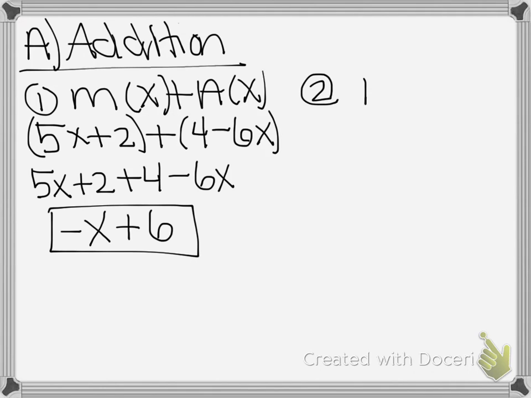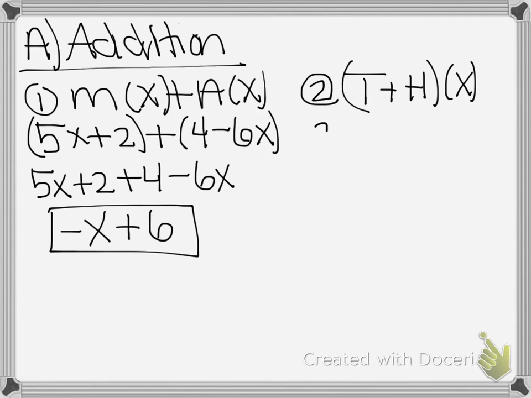Number 2. What if I said t plus h of x? Notice the difference in the notation. Number 1, we had m of x plus a of x. Here I wrote t plus h of x. Same thing. You're not multiplying by x. It just means t of x plus h of x.